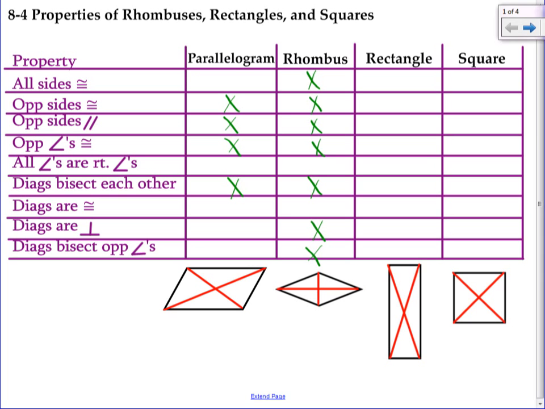All right, a rectangle. Are all four sides the same? Opposite sides parallel. Opposite angles the same. All the angles are right angles. Yes. Diagonals cut each other in half. Are the diagonals the same length? Are the diagonals perpendicular? No. Do the diagonals cut these angles into two equal angles? Definitely not.